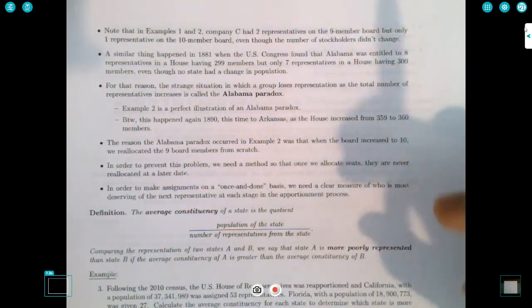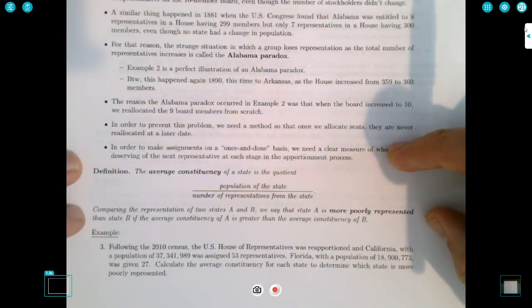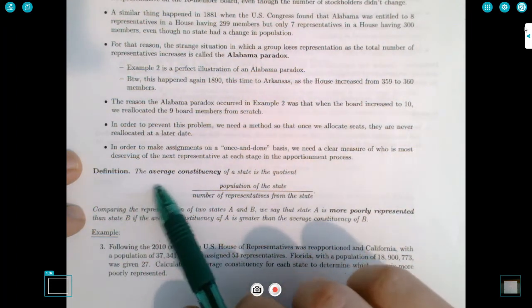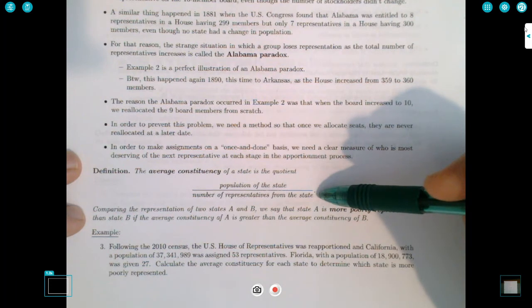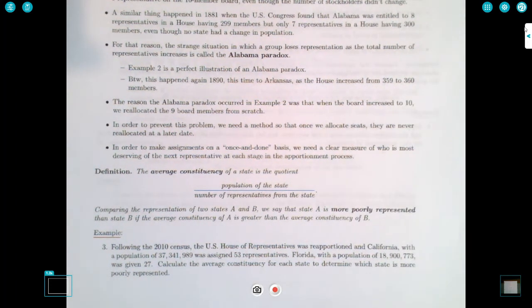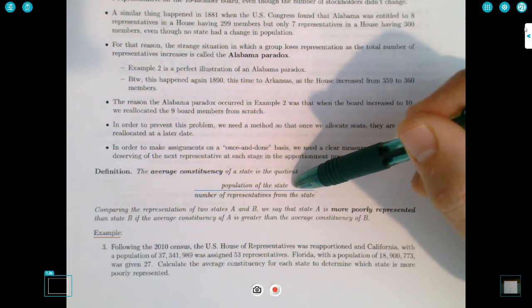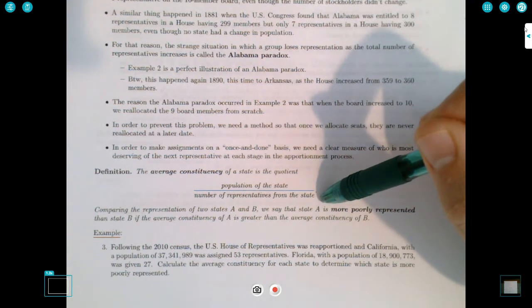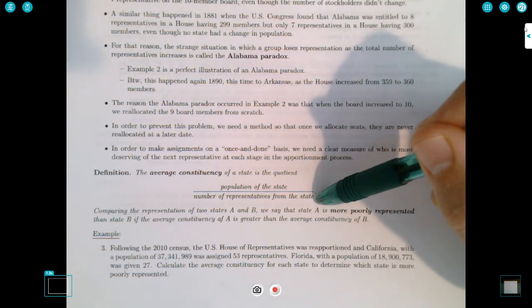So one way that we do this, or one kind of piece of the puzzle, is to look at the average constituency of a state. So the average constituency of a state is the quotient population of the state divided by number of representatives from the state. And that makes sense, right? Like, let's say, just to make the numbers easy, that the state has 10 people in it, and that there are 2 representatives from that state. Then it makes sense to say that each representative represents, on average, 10 divided by 2 equals 5. So each representative represents, on average, 5 people.